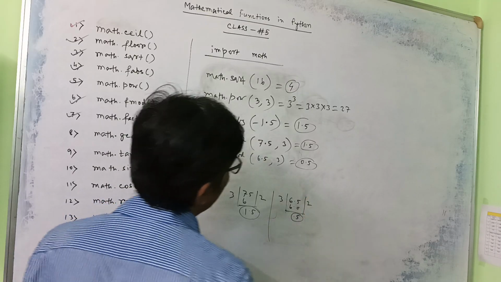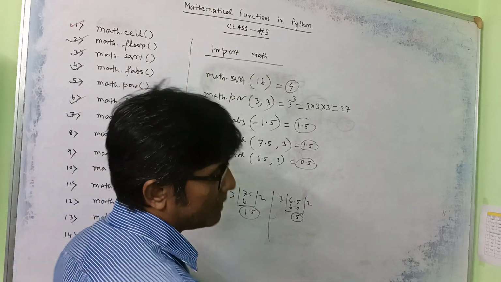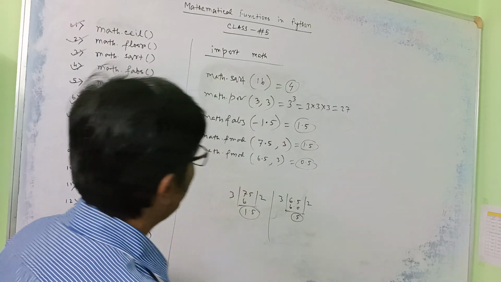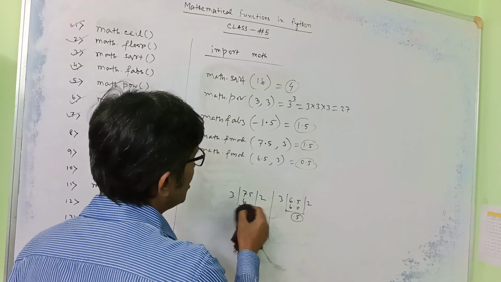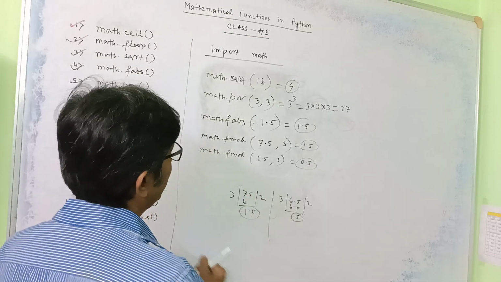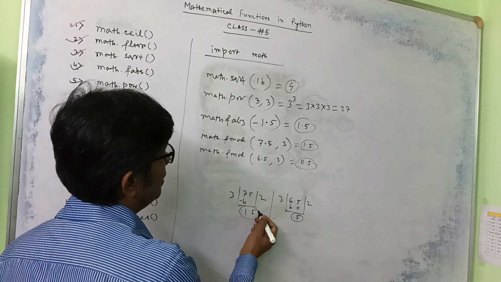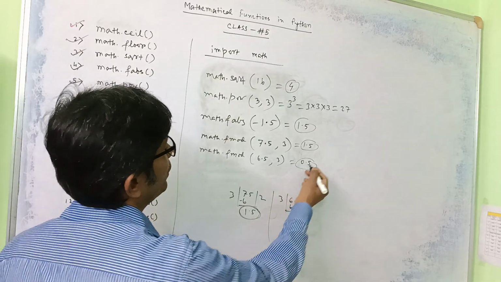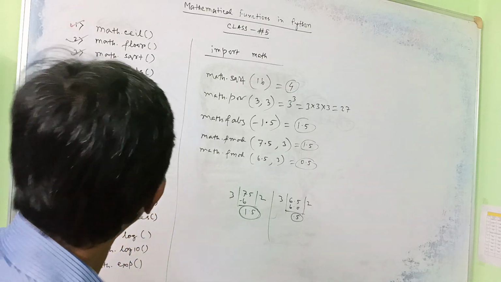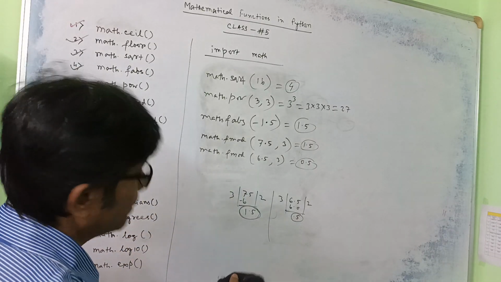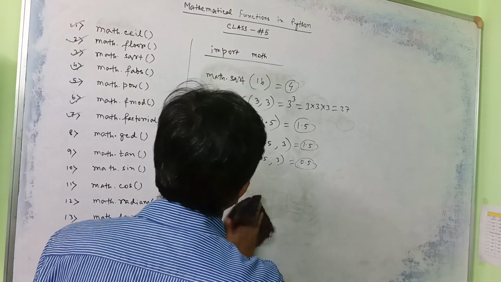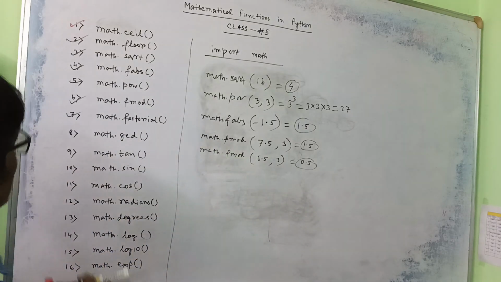So this value will come here, this fractional value. I'm showing what the remainder part is, meaning after subtraction, the remaining value. That I'm showing it here. So this is f mod, okay. Now, what is the next function?